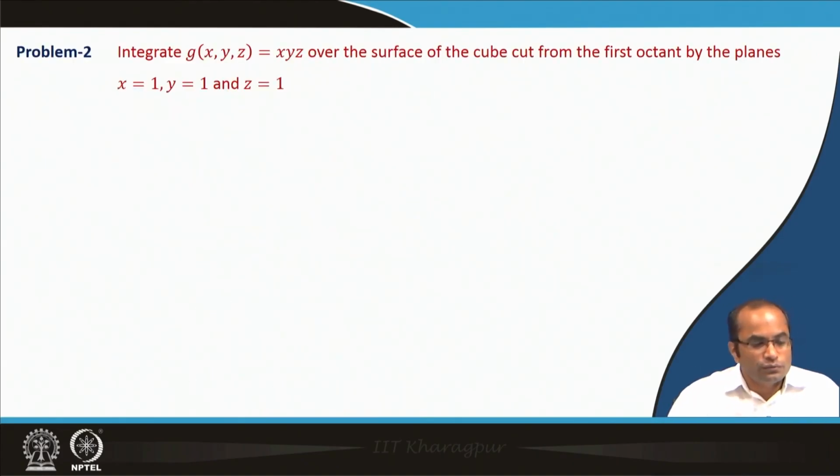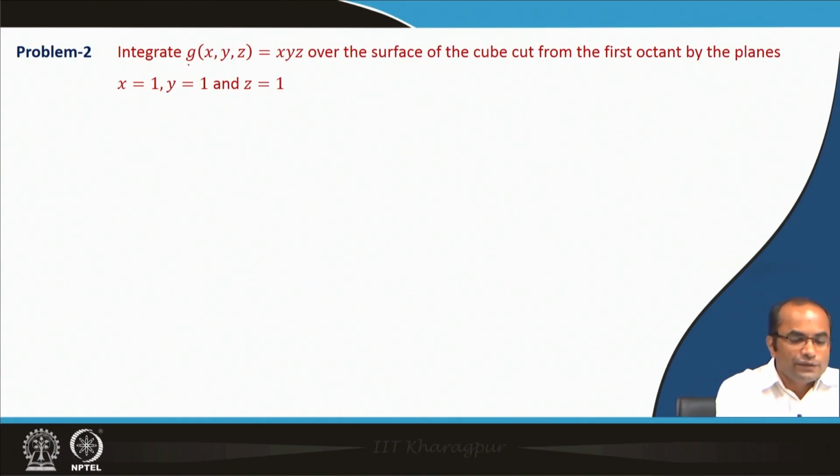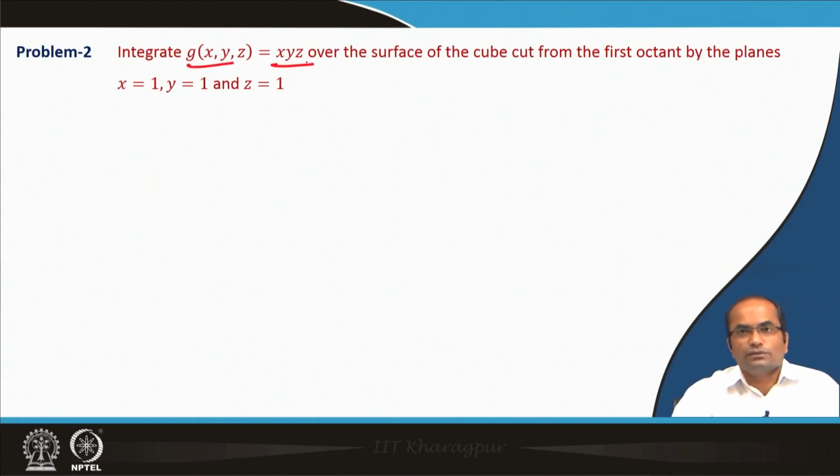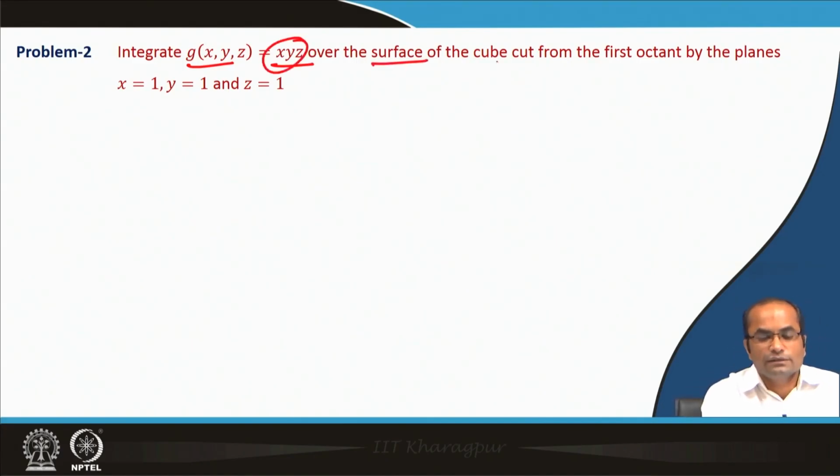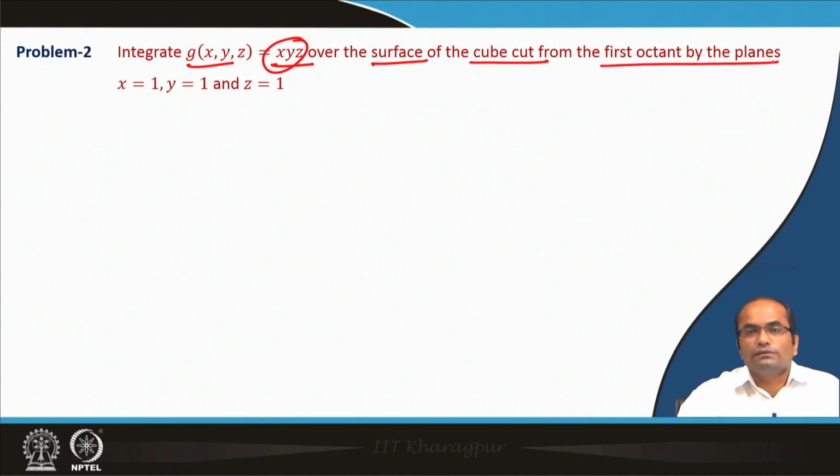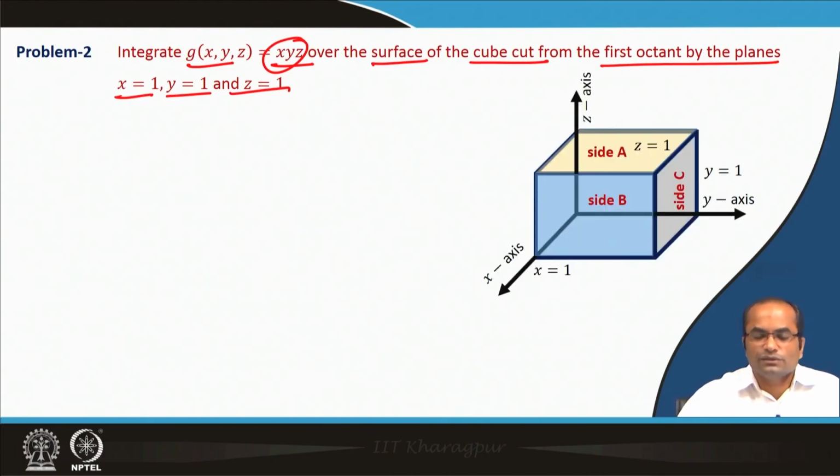Okay, so we will go through one more example where we will integrate xyz. We are not just computing the area, but we are integrating the function xyz over the surface of the cube, which is sitting in the first quadrant. So, we have a cube in the first quadrant, bounded by the planes x equal to 1, y equal to 1, and z equal to 1. So, we have this situation here in the x, y, z axes.